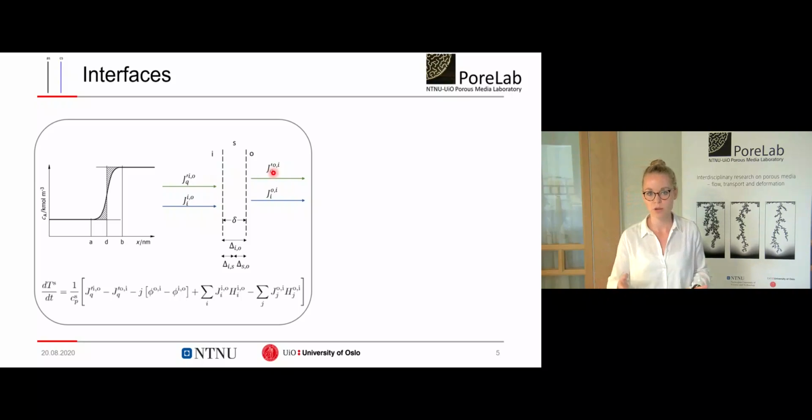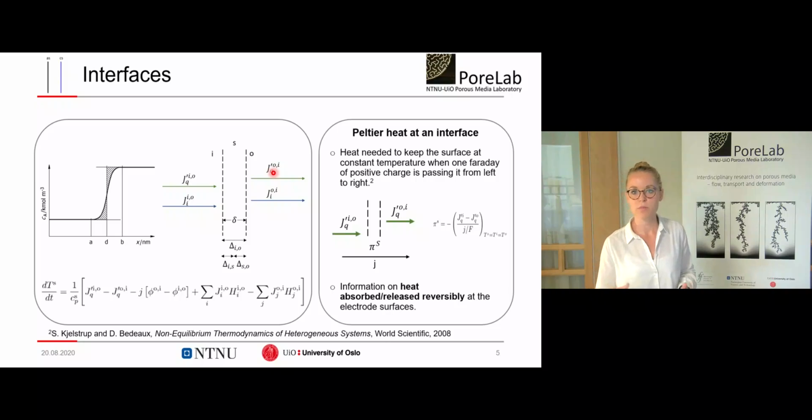And this jump for the heat flux comes from the Peltier heat at the interface. And the Peltier heat is defined as the heat needed to keep the surface at a constant temperature when 1 Faraday of positive charge is passing it from left to right. The Peltier heat gives us information on heat absorbed or released reversibly at the electrode surface.